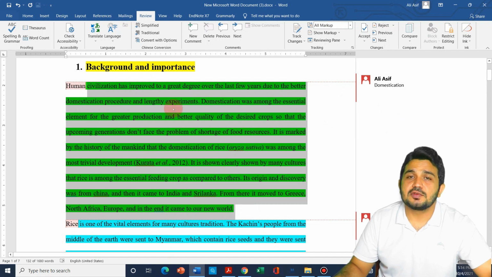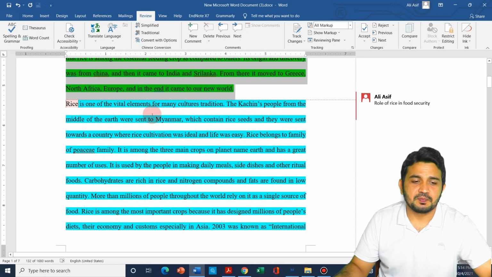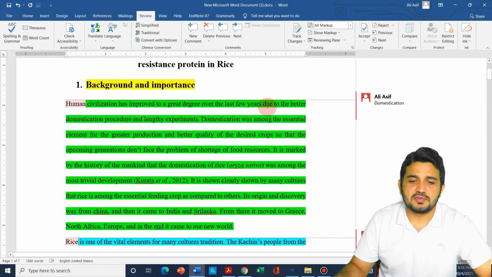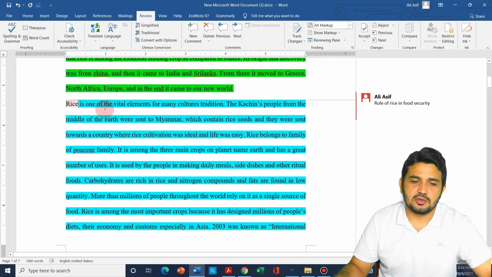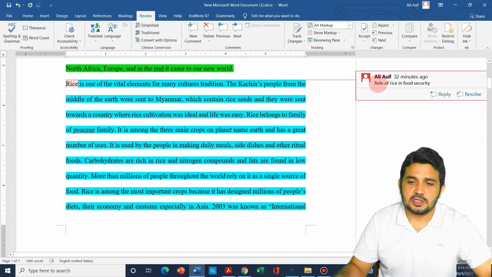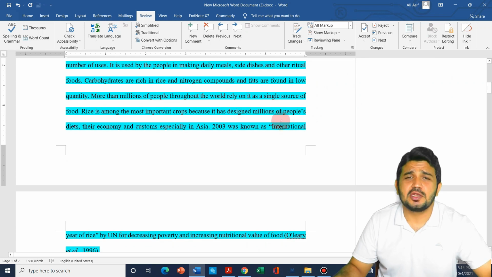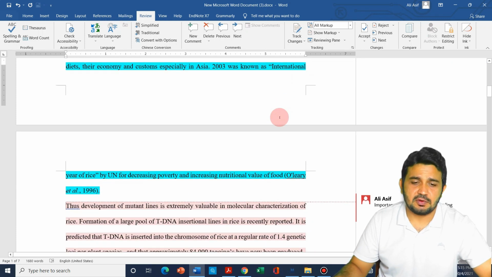We can see that it is related to domestication. I mean, how human civilization has domesticated their crops, especially rice, and what its impact and importance is related to food and agriculture. And in the second paragraph, I have narrowed down from the broader context of agriculture to only rice. So you can see that here I have written about rice and other traditions. In short, it would be the role of rice in food security, I mean, how it is feeding the total population of the world.